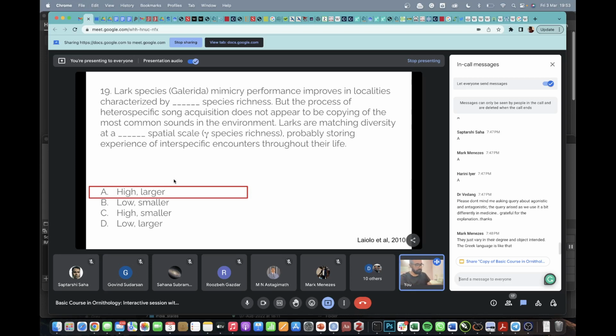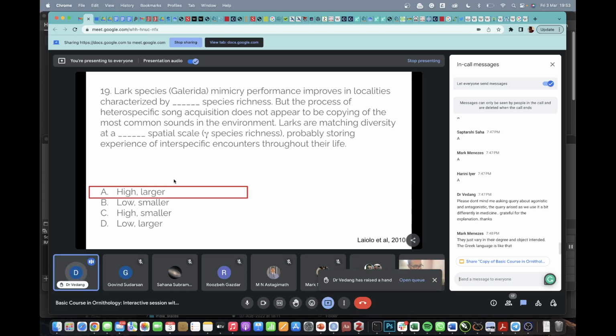Yeah, Mark, you had something to say? This study doesn't apply to larks found in India, right? Because there is a study by someone called Viral Joshi, who has done a very similar study. I don't exactly remember the results, but you can look up his study. I don't have the link right now, but he has also worked on larks and their mimicry.